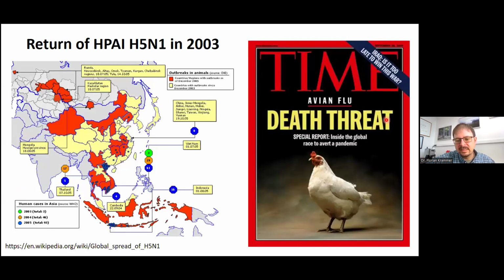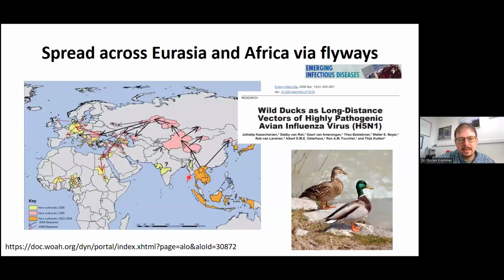So this was detected in 1997, and then for a few years, there were no detections and there were no human cases, not even avian cases. But then in 2003, the virus came back, and back in the day, people panicked about that because all of a sudden you saw a lot of cases, specifically in Southeast Asia, and people thought that the next pandemic would come right away and it would be H5N1.